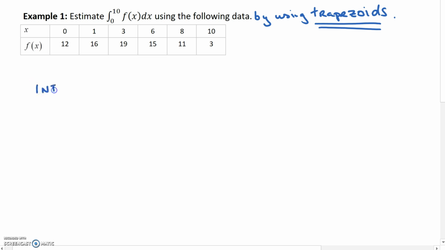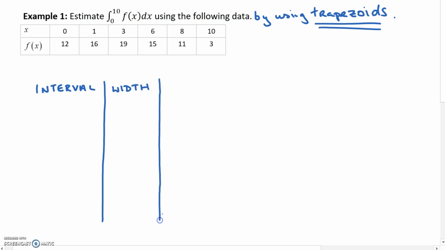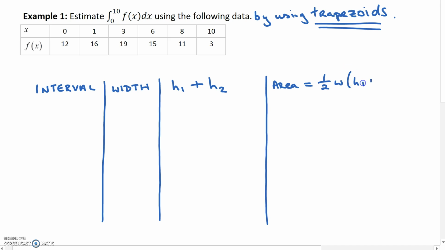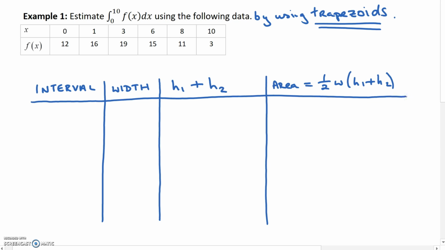And in that table we're going to have 4 columns. We'll have interval, we'll have width, then we're going to have something that I'm calling h1 and h2, and we're going to add those two together. We'll see how we generate those in a moment. And then at the end we're going to have the area, which is equal to 1/2. The area of a trapezoid is 1/2 the width by the sum of the heights. So that's our table that we're going to produce.